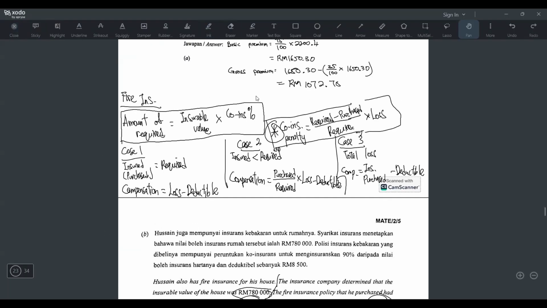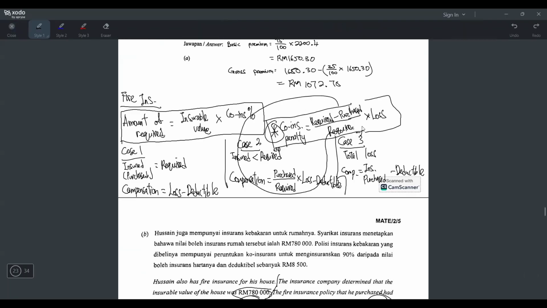Okay. Only case 2 has a co-insurance penalty. Co-insurance penalty only exists when your insured amount is less than your required. For case 1, there's no penalty, right? Because there's no other side of the fraction here. Because you buy insured and required the same amount. So the other side of the fraction is 0.